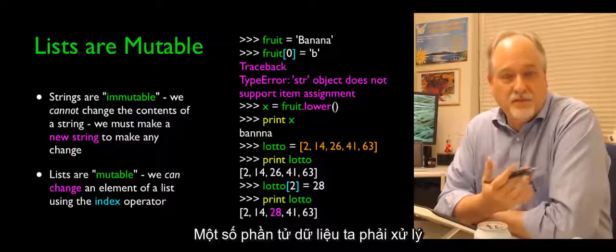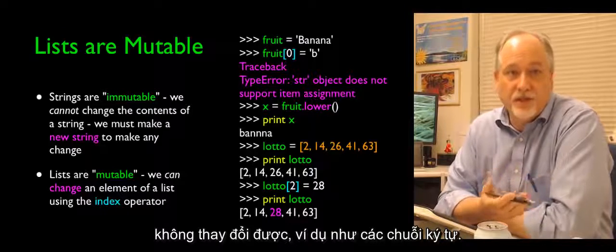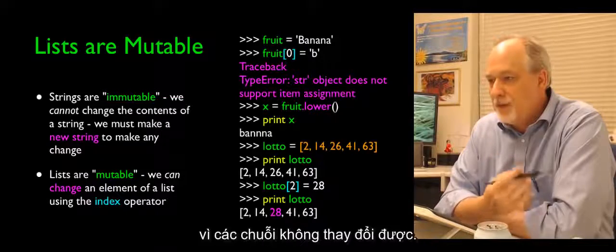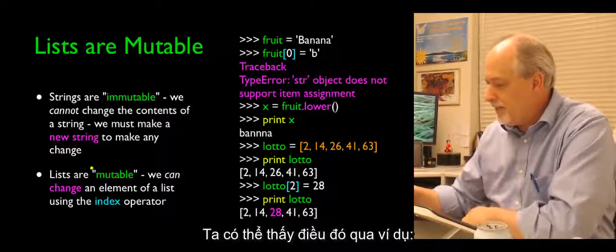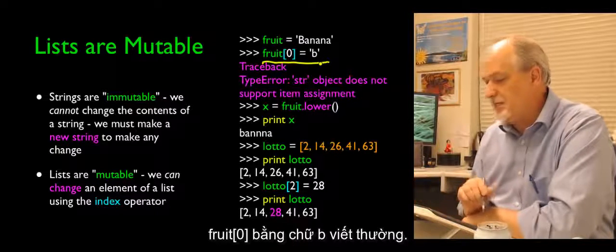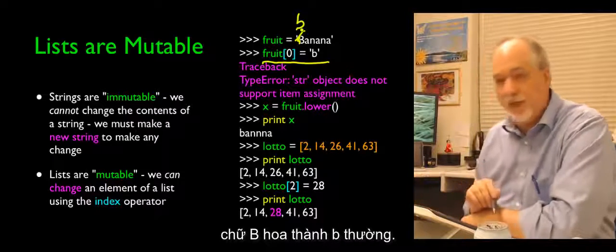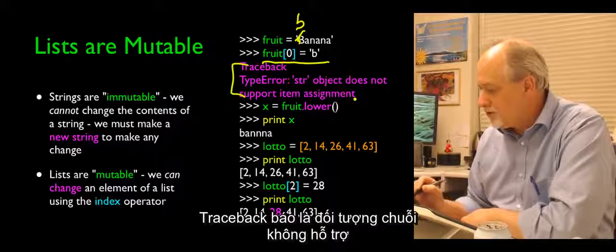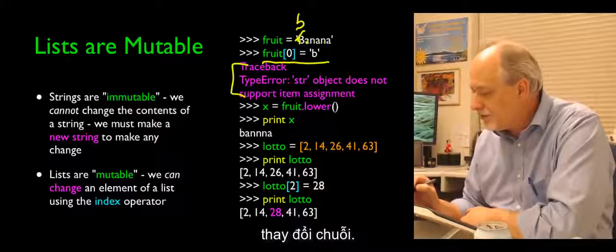Some of the data items that we work with are not mutable. So for example, strings. When we ask for a lowercase version of a string, we're given a copy of that string. And that's because strings are not mutable. We can see this by saying fruit sub 0 equals lowercase b. Now you'd think that would just change this to be a lowercase b. But it doesn't. It says string object does not support item assignment, which means that you're not allowed to reassign.